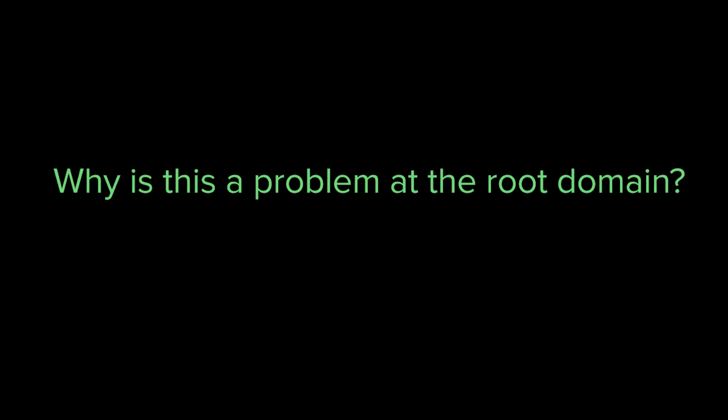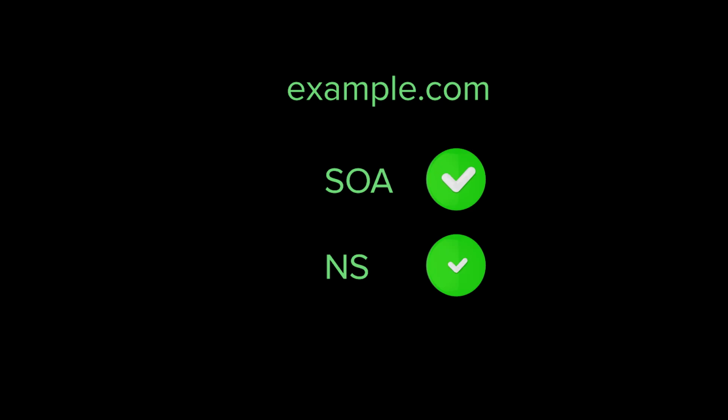So why does this kill you at the root domain specifically? Your root domain, example.com, is required by DNS to always have 2 records, an SOA record, which defines who manages the zone, and NS records, which point to your name servers. Without these, your domain doesn't exist on the internet. So if you try to add a CNAME at example.com, you're asking DNS to do 2 contradictory things at once. Ignore this name and look elsewhere. That's the CNAME. And use these name servers. That's the NS records. The protocol refuses.